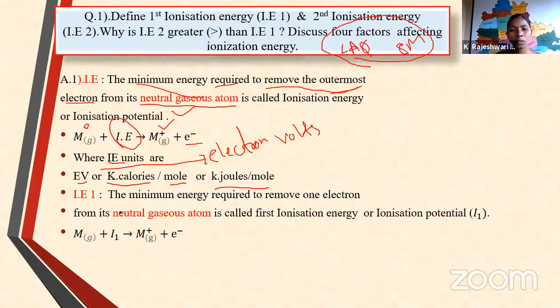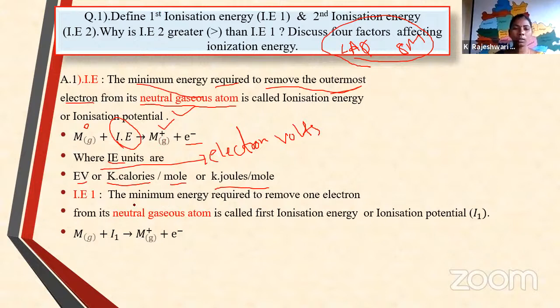Okay, electron volts, kilocalories per mole and kilojoules per mole. All three units we follow are the same as for electron affinity. Yes, so that is the definition of ionization energy. In the question they are asking about first ionization energy and second ionization energy. So let us see what first ionization energy is.